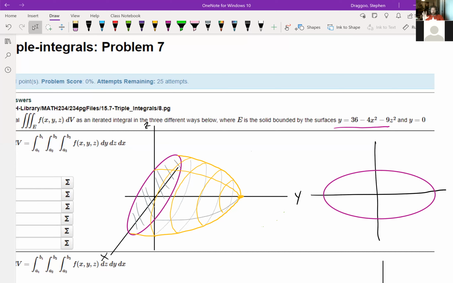So if we start trying to generate a thought about what that elliptical paraboloid is going to look like, we notice that it's got 2 square terms. The square terms have the same sign, which means it's elliptical rather than hyperbolic. It'd be hyperbolic if x squared and z squared had opposite signs. We know it's got some kind of parabolic shape because there's one linear term with a couple of square terms.